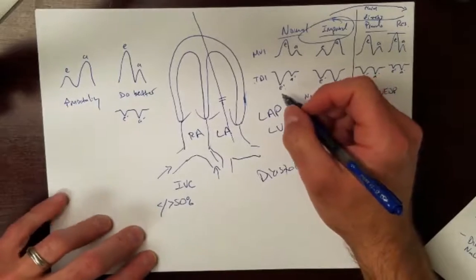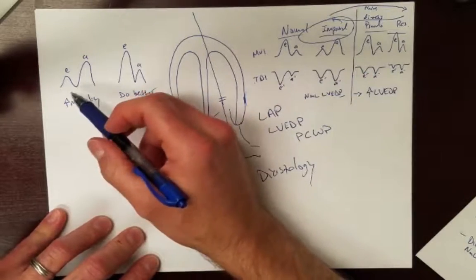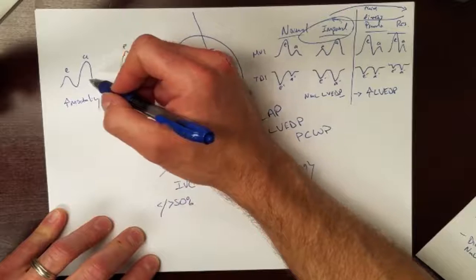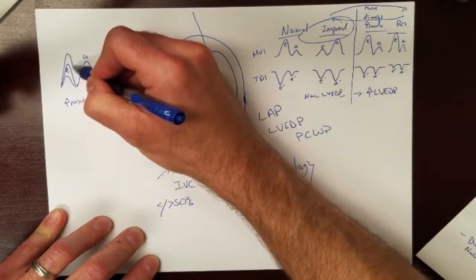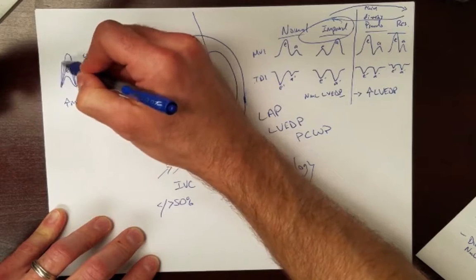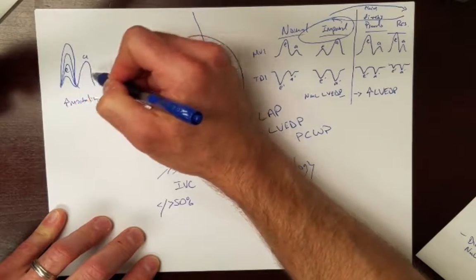So how do I use this? Well, what'll happen is, as I take these patients who are impaired, right, and I start giving them fluid, they're going to slowly increase that A, right? Because what's happening is I'm increasing the preload to the left side of the heart. And eventually that E will be greater than the A.